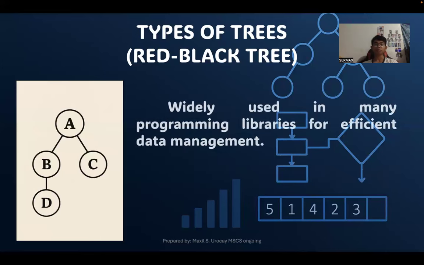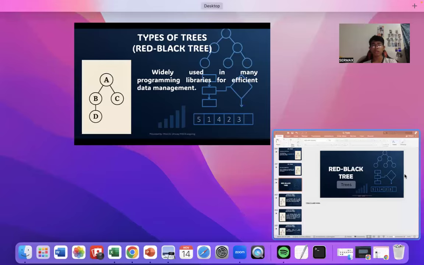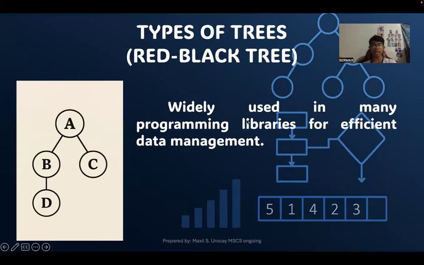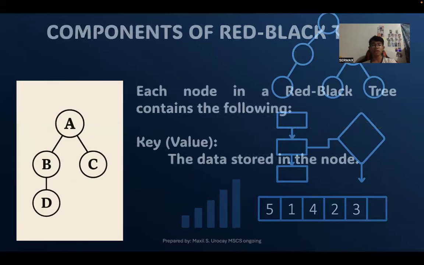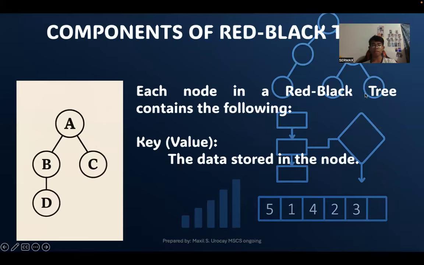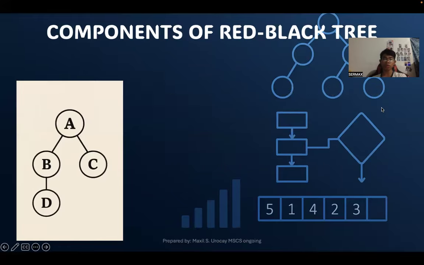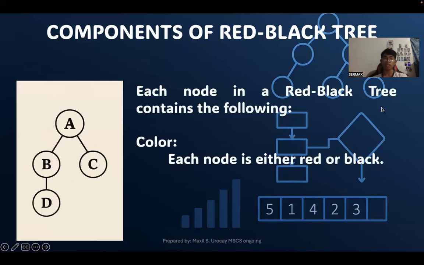It is widely used in many programming libraries for efficient data management. So in terms of red-black trees, we use this in many cases. Components of red-black trees: each node in a red-black tree contains the following: the key value, the data stored in the node. We also have the color. Each node is either red or black.